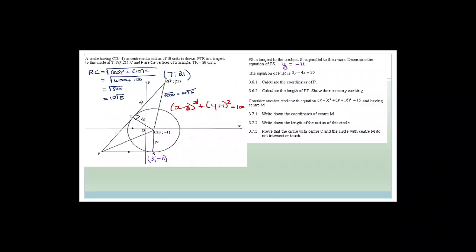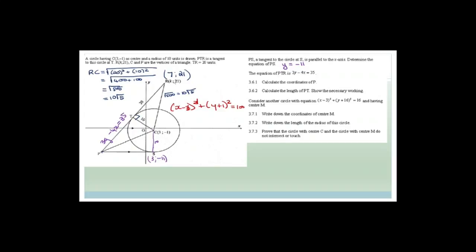Because all the way along here, it doesn't matter what your x value is, your y value is going to be minus 11. Now it says the equation of PTR is 3y minus 4x is equal to 35. They want us to find the coordinates of P.